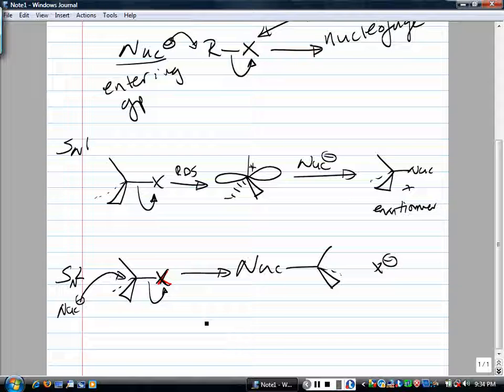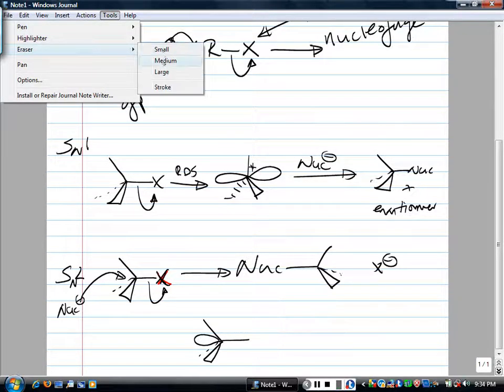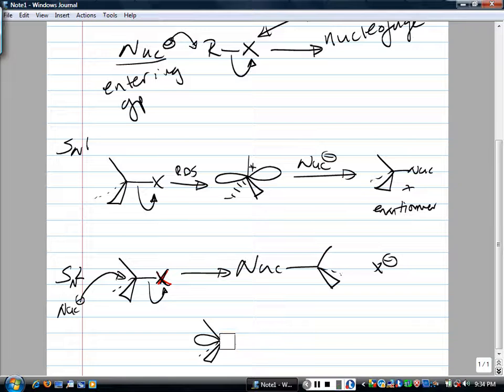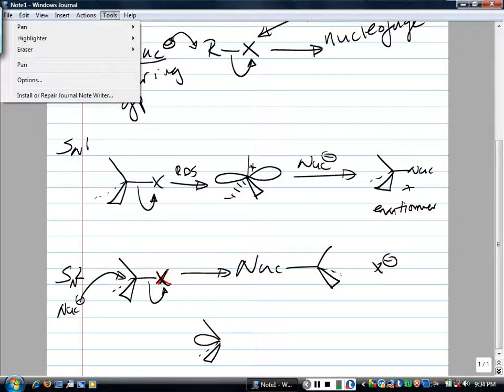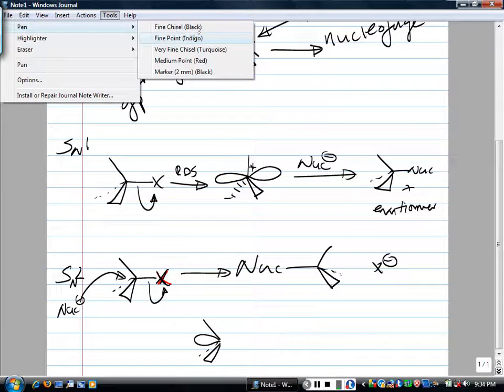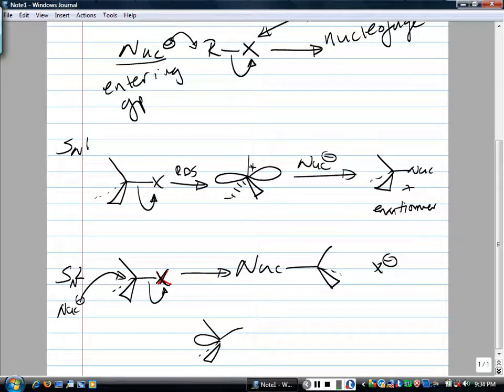Because fundamentally what is happening in the SN2 reaction is that I have an orbital from my carbon, and that orbital is going to have to overlap with the orbital on my nucleophile. My nucleophile is bringing in 2 electrons. That has to overlap with the orbital on my carbon-X bond. So this is a representation of that species.